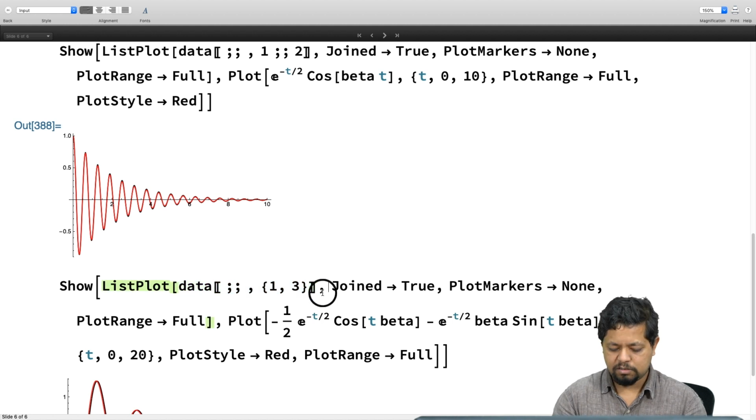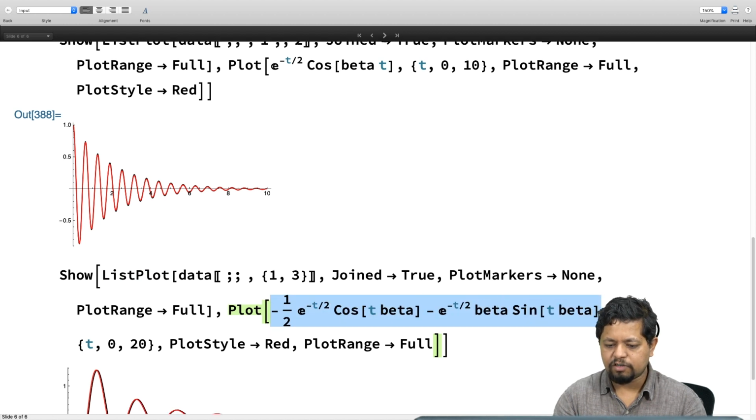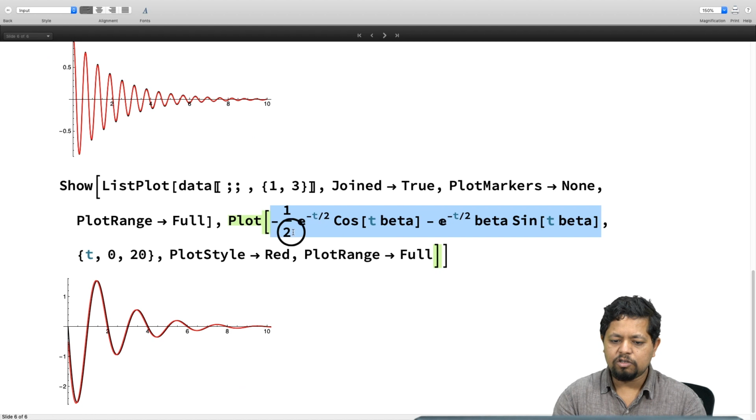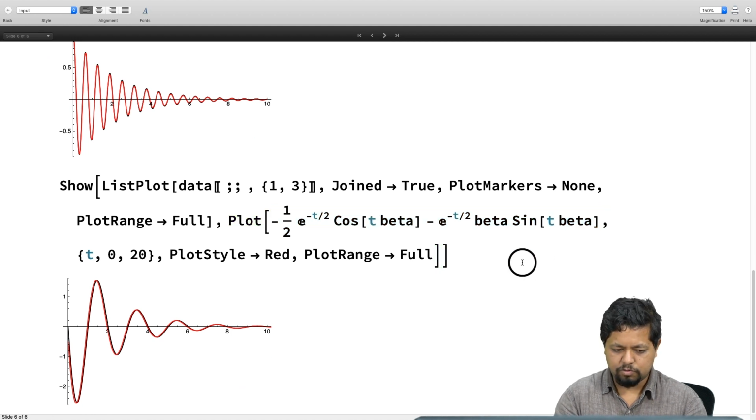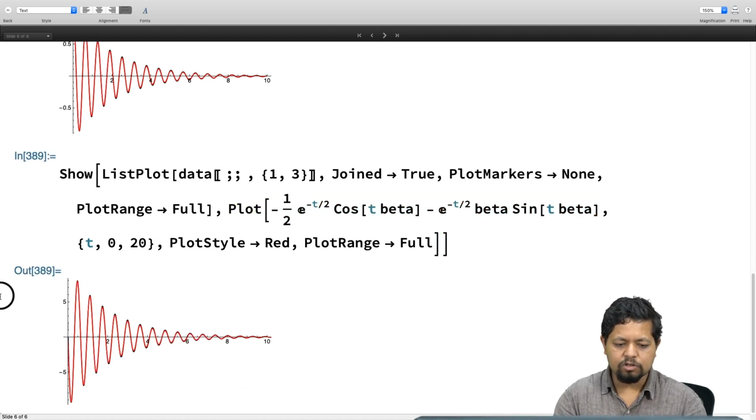If I do this and compare this with the current, you can work out the current equation, I as a function of t, from the analytical solution. You'll find that this is the solution, and you can do this comparison, and you'll see this is also in fair agreement.